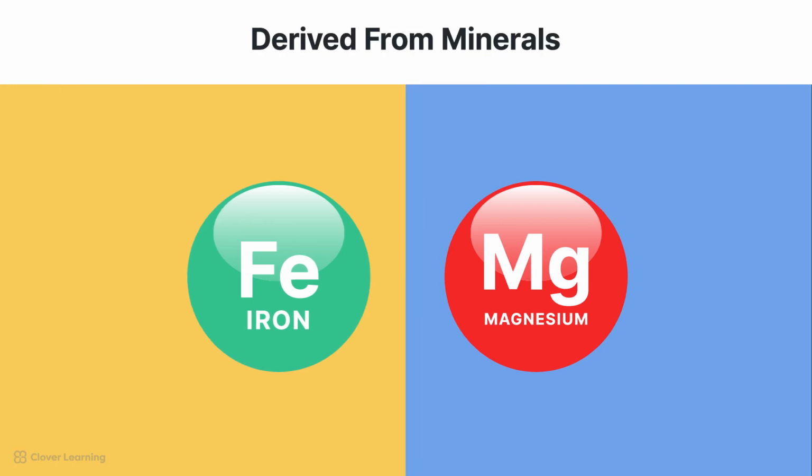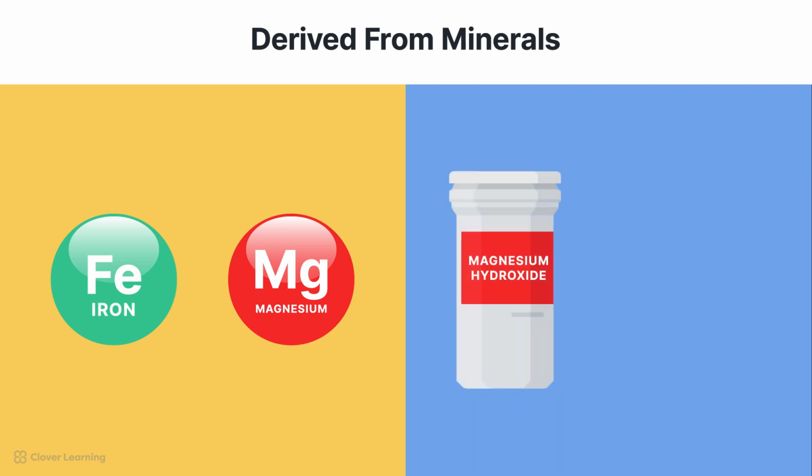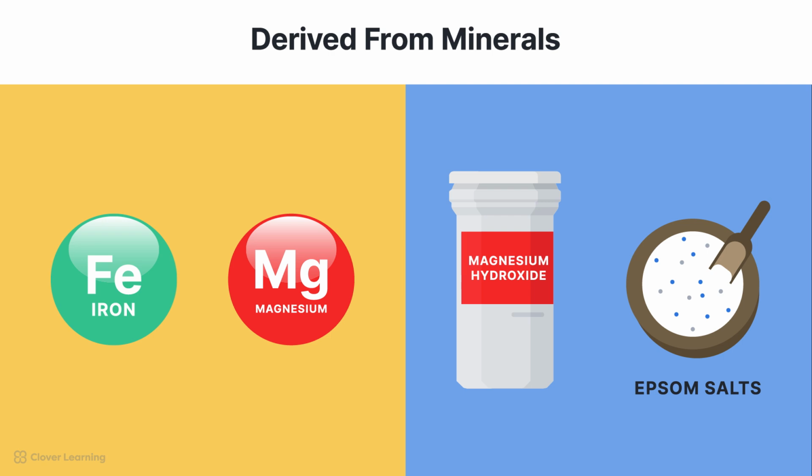Some drugs are mineral-based, which means they're derived from rocks and crystals. Iron, calcium, magnesium hydroxide, which is milk of magnesia, and magnesium sulfate, which is Epsom salts, are all examples of minerals used in drug therapies.